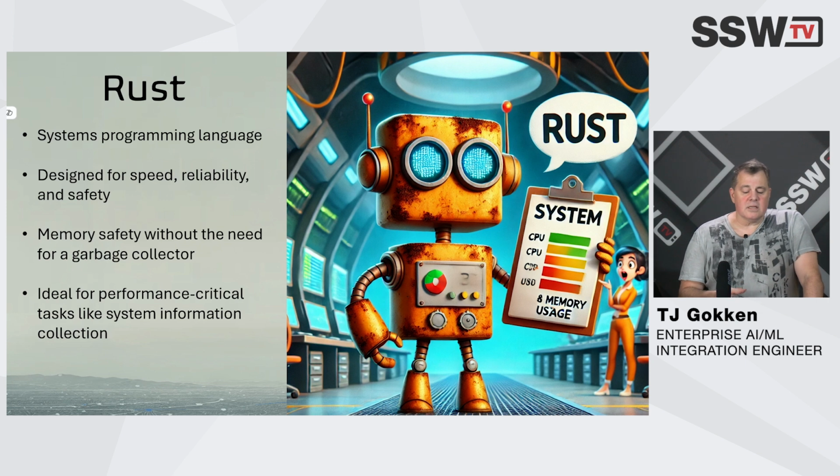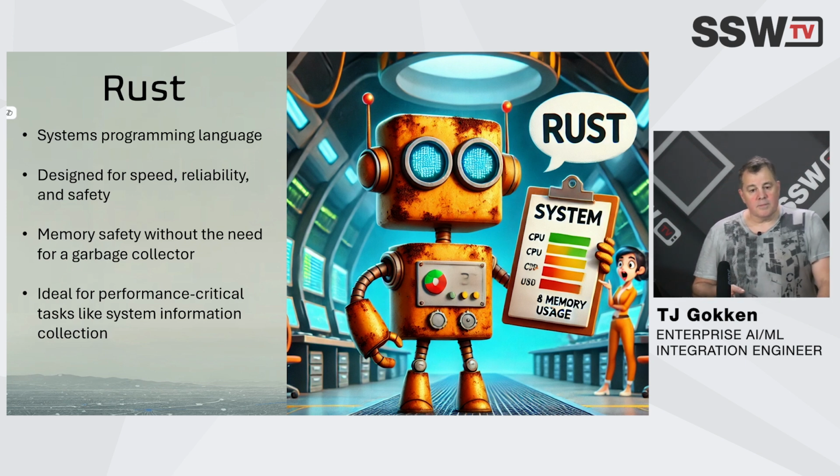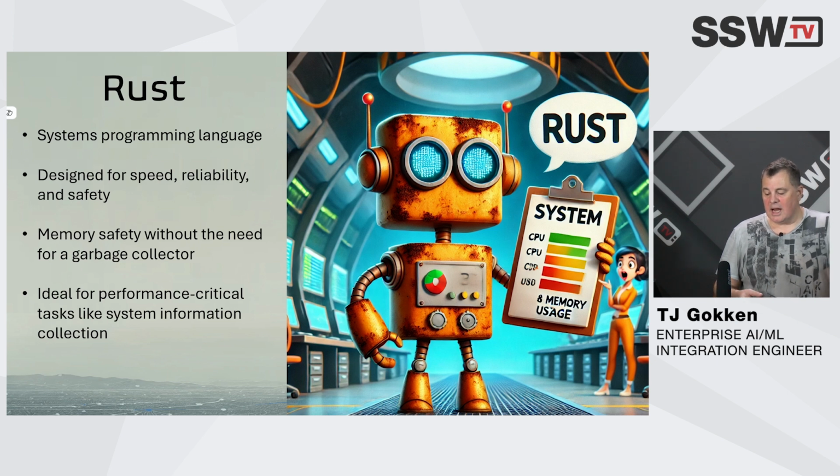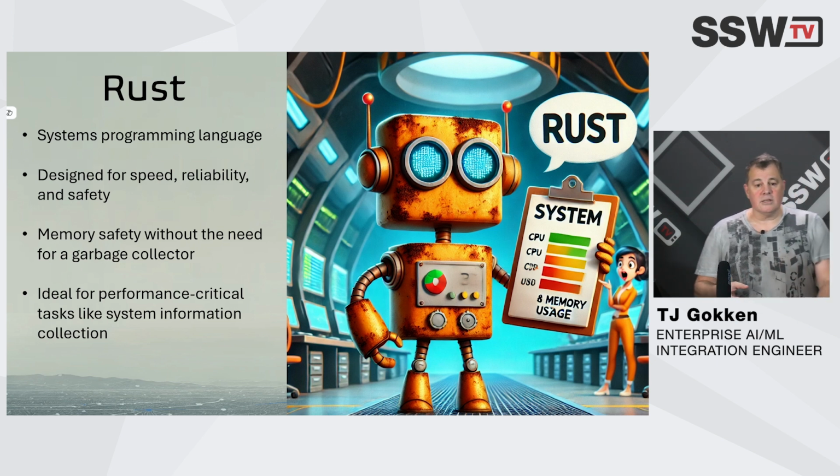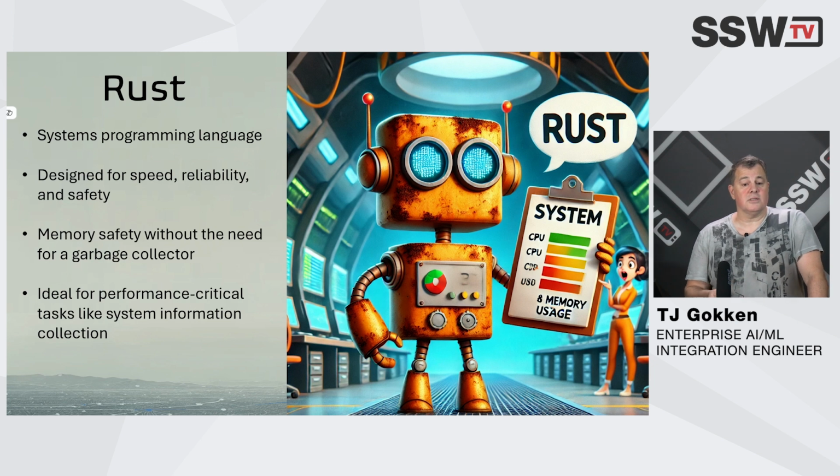C++ relies on manual memory management, but Rust has no garbage collector, and it relies on smart pointers. What smart pointers do is, as soon as something is not needed anymore, it just basically gets rid of that pointer.